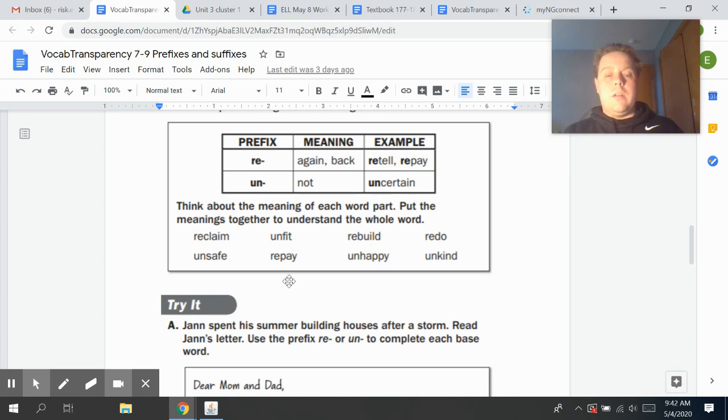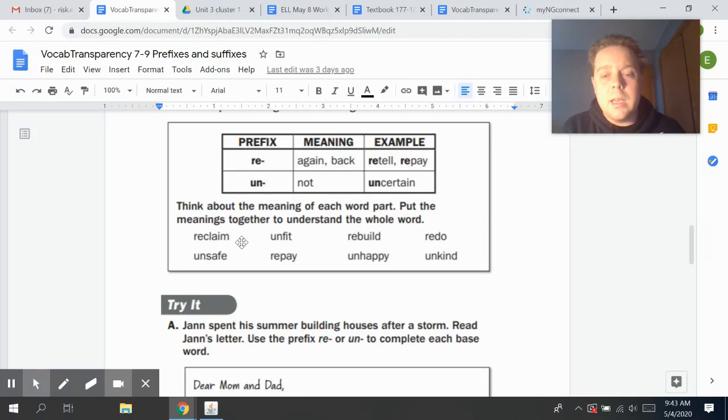So let's look at the ones that have un first. Unsafe. So if you feel unsafe, you're saying you do not feel safe. Unfit, not fit. Unhappy means you are not happy. Unkind means you are not very kind. Okay. Reclaim. To claim again. So if you claim something, that's like you say it is yours. So if you reclaim something, somebody probably took it from you and then you take it back. That would be reclaim.